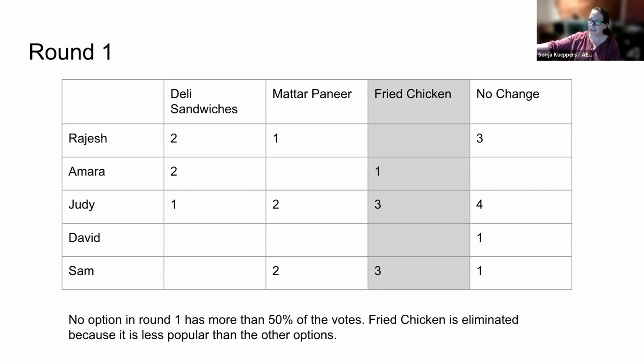So fried chicken, or sorry, no change has 2 out of the 5 number 1 rank votes, but it doesn't have 3, and that's how many it would need. So therefore, we need to eliminate the least popular option, which in this case is fried chicken. I'm oversimplifying this a little bit. Please don't, for the sake of making this clear. So the fried chicken gets eliminated because it's the least popular option.